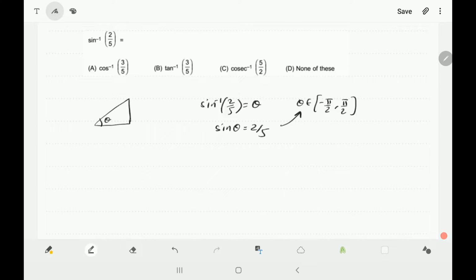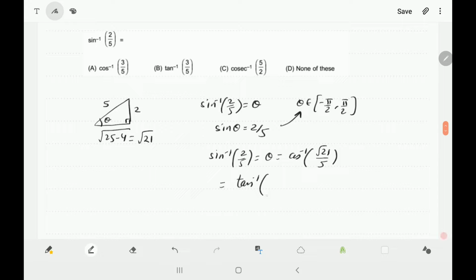So if we consider this as theta in a triangle, the perpendicular side will be 2 times and the hypotenuse side will be 5 times. So let's consider it as 2 and 5. So the base will be under root of 25 minus 4, which is under root of 21. So if we say sine inverse of 2 by 5 and we have to write it in terms of cos, this will be equal to cos inverse of under root of 21 divided by 5. And this can also be written as tan inverse of 2 divided by under root of 21. So cos inverse 3 by 5 is not the correct option. Tan inverse 2 by under root 21 is also not a correct option.